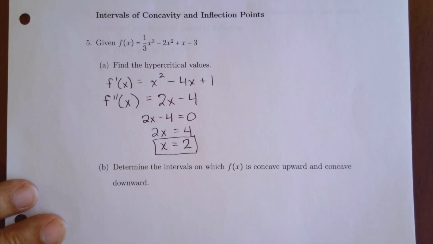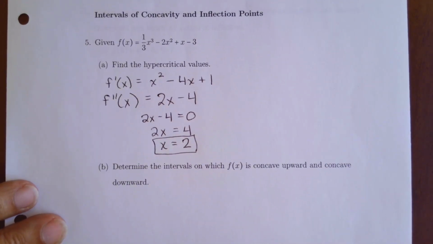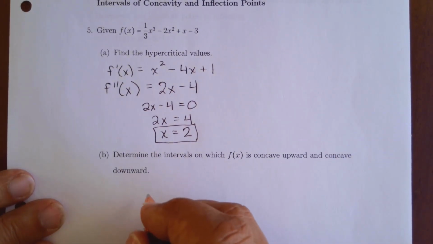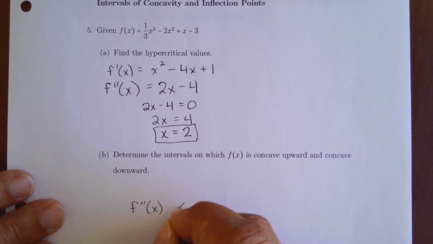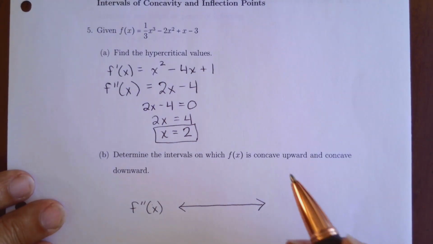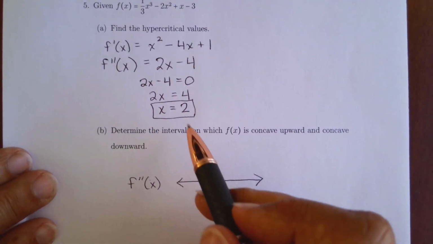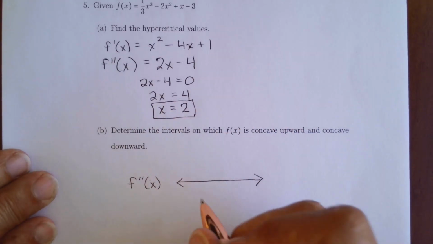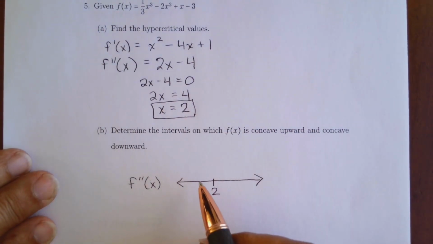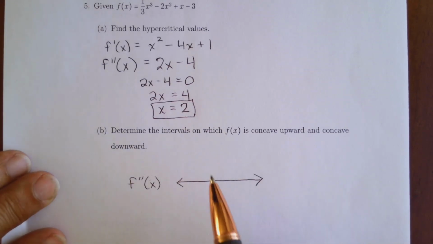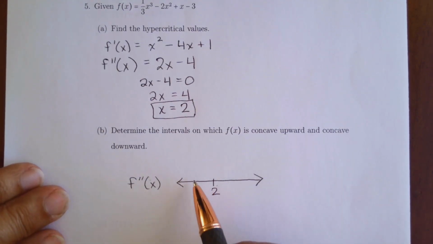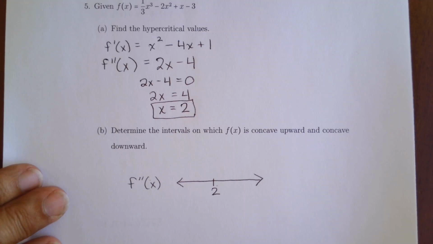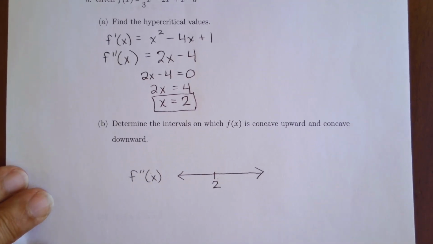Now it says to determine the intervals on which f of x is concave up and concave down. All right, so now we're going to look at the second derivative number line. Okay, just like we did max and mins on the first derivative, here this is our boundary, 2, that's the hypercritical value, and then we're going to see what happens to the left and the right. Because remember, if there's a change in concavity, this then becomes an inflection point. If there is no change, then it is just hypercritical. It's not a point of inflection.